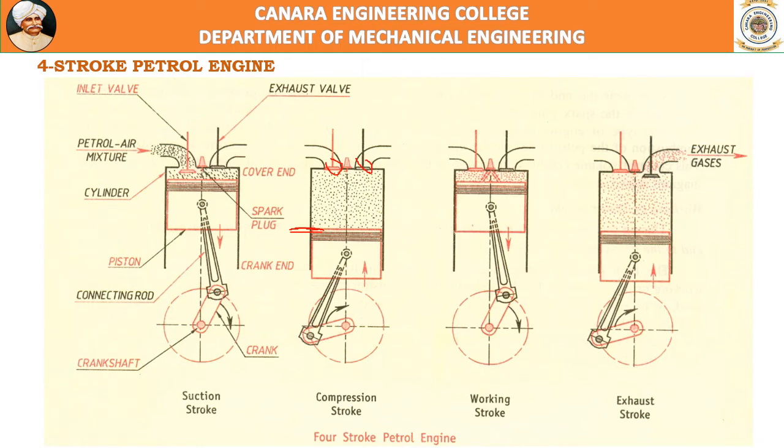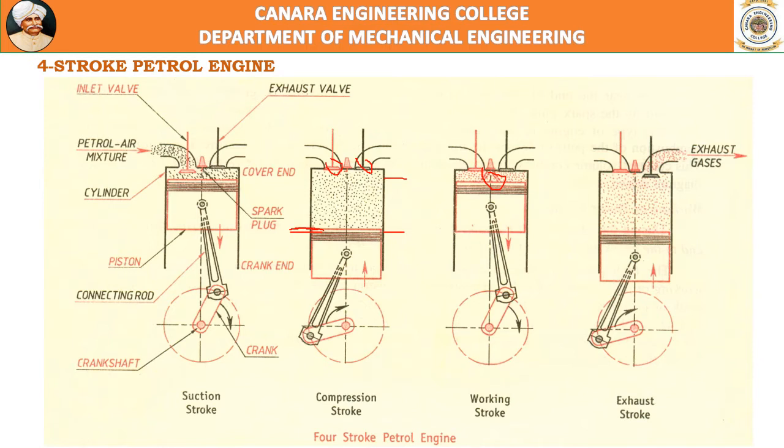closed. The piston moves from bottom to top dead center, during which it compresses the air fuel mixture to a high pressure and temperature. Then at the end of compression, see here, a spark is generated by using a spark plug. The spark ignites the fuel and then combustion starts.